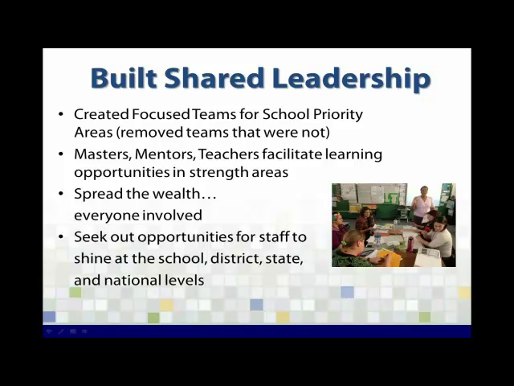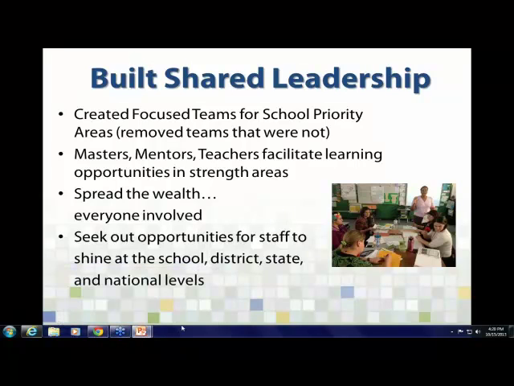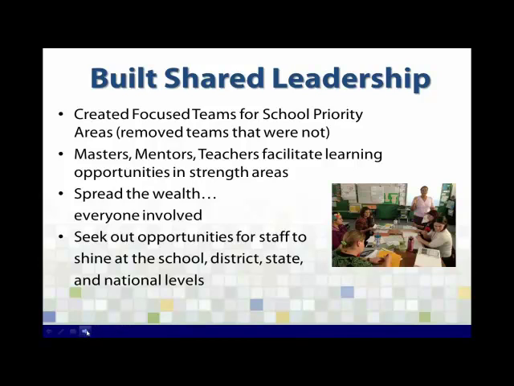And in doing that, we also sought out opportunities for staff to shine, not only at the school level to promote that in-house leadership, but also at the district, the state, and even some national levels, to really promote our schools. And I know you're going to hear James talk about that in a little bit, but don't ever underestimate the importance and the value of promoting your school and promoting your people.